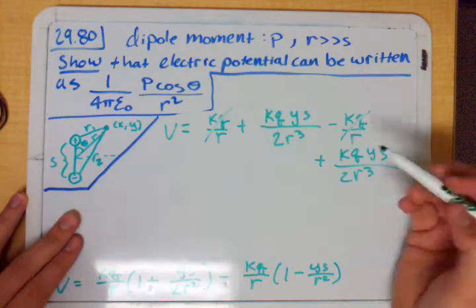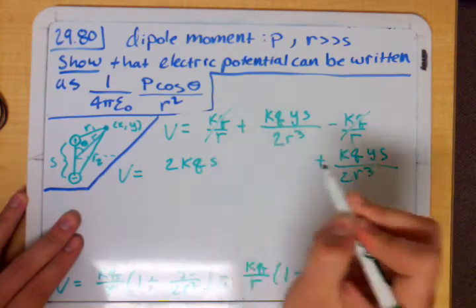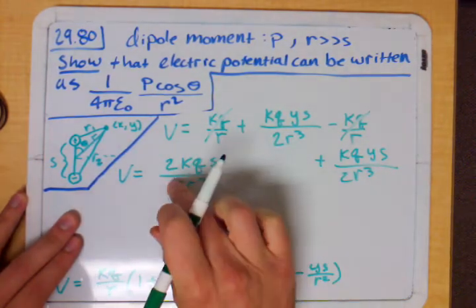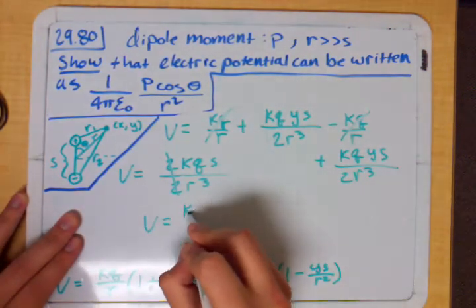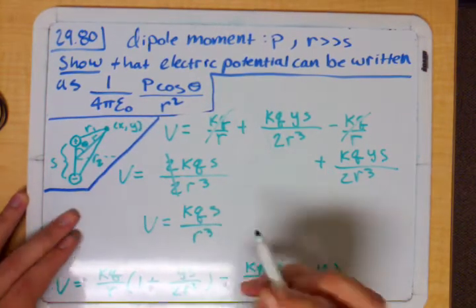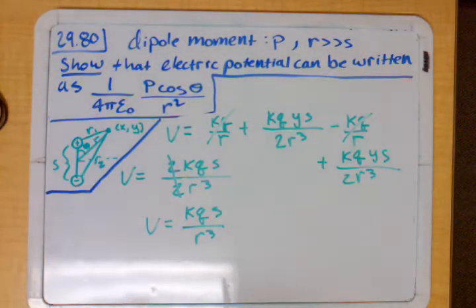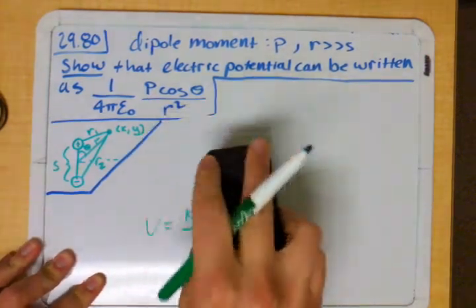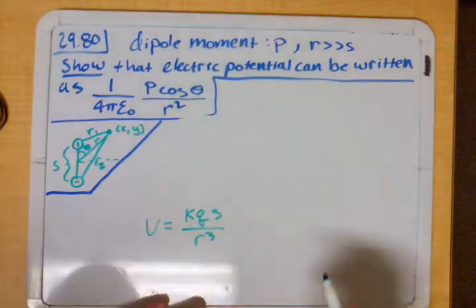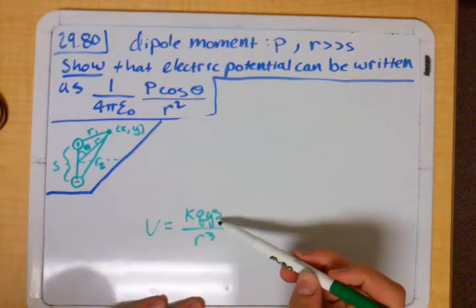Now we're going to combine them. So V equals 2kqys over 2r cubed. As you see, the 2's cancel, and then we get V equals kqys over r cubed. As of right now, it is not in the form that we're looking for, with this 1 over 4 pi epsilon naught p cosine theta over r squared. To go into this form, we need to take this and change it into this form.